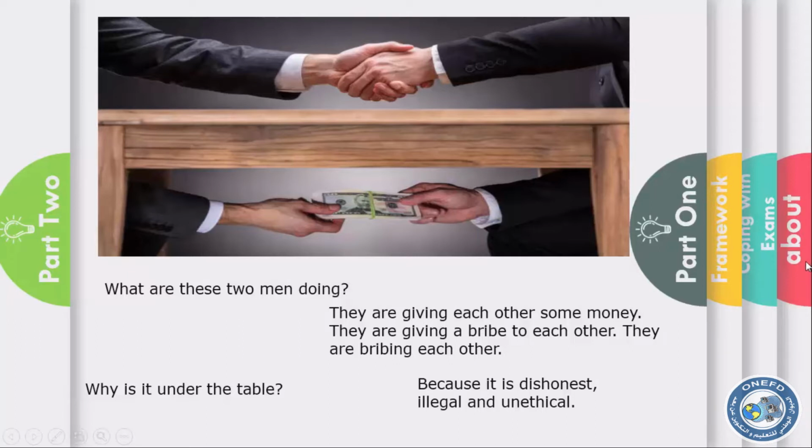So I repeat, why is it under the table? Why are they paying each other money under the table? Is it legal? Is it ethical? Is it an honest thing to give someone money under the table so that no one could see them? Yes, because it is dishonest, illegal, and unethical to give money under the table to someone. We call it a bribe. Why is it a bribe? Because it is dishonest, illegal, and unethical, and it is an under the table payment.